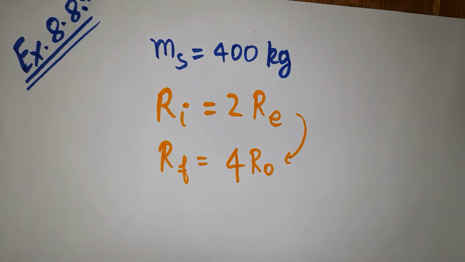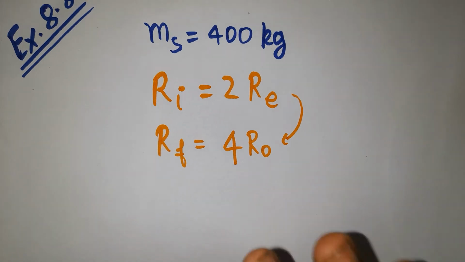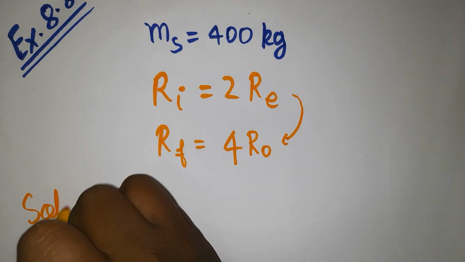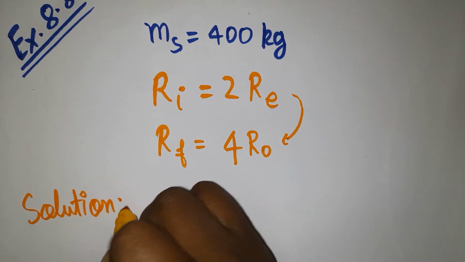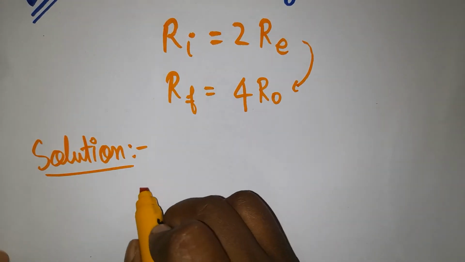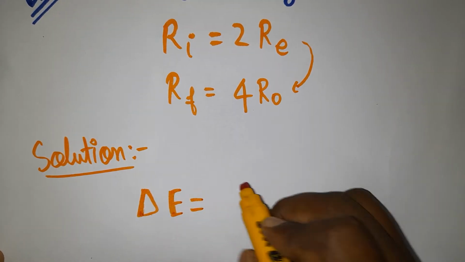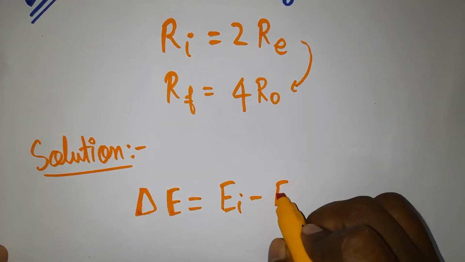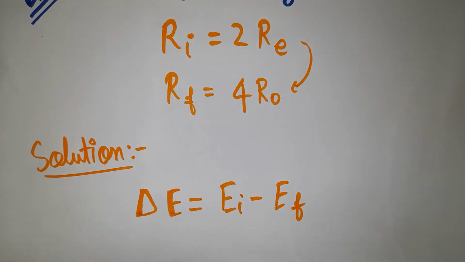First, initially we have to find the total energy at a particular point. If we find the total energy, the change in energy is equal to energy initial minus energy final. It's very simple. So first we should find the total energy. Total energy is kinetic energy plus potential energy.